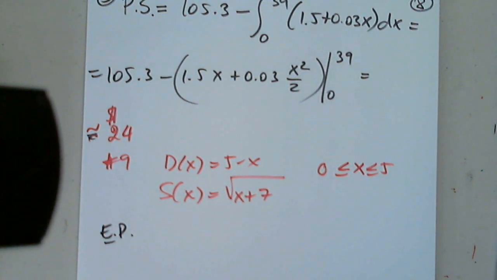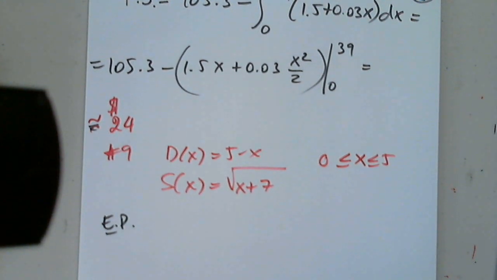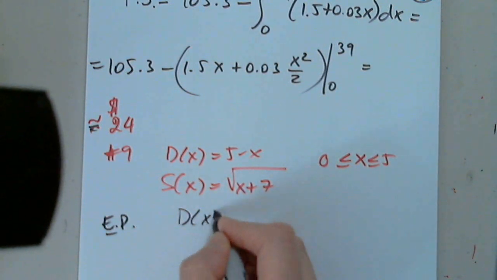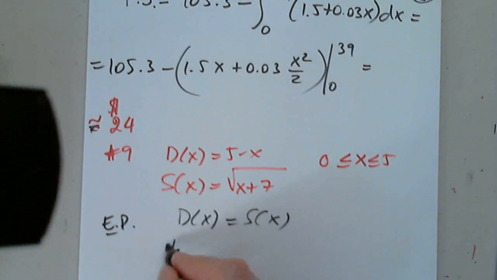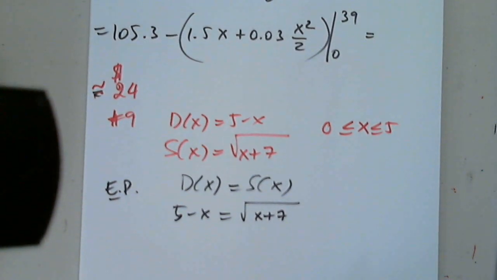X and Y. Anyone? How do I find this? Set D(x) equal to S(x). D of x equals S of x: 5 minus x equals the square root of x plus 7. What do we do next?